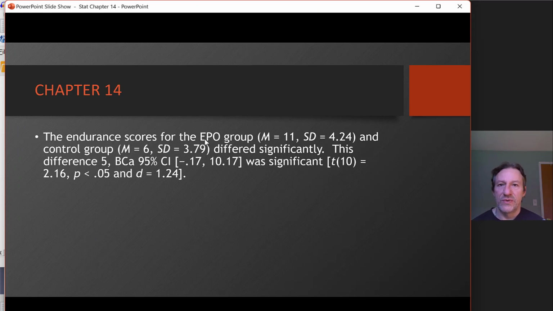The endurance scores for the EPO group, or experimental group, we list their mean, we list their standard deviation. And the control group, mean, standard deviation, differed significantly. This difference of 5, and then we list our 95% confidence intervals. What's significant? Give our T, the degrees of freedom, our T stat, P less than 0.05, and our Cohen's D. So we're going to list all those things.